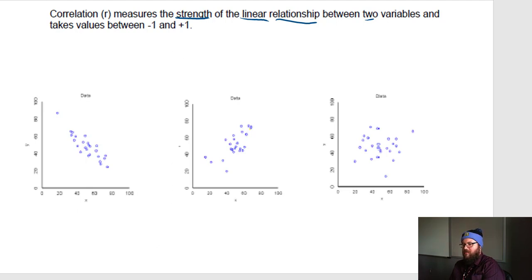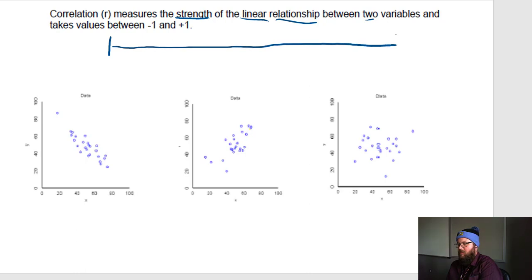Now with this, the value always lies between -1 and 1. So if we were to draw a little scale here, we have a +1 and a -1. Right in the middle, let's put a 0. We'll put -0.5 and we'll put a +0.5. Okay, so to understand what these values mean.